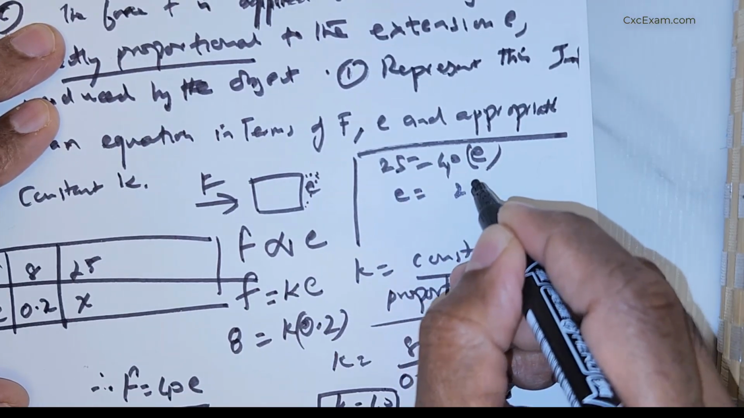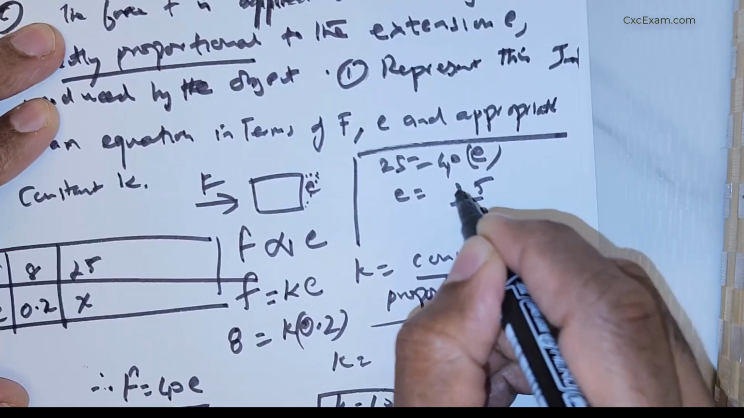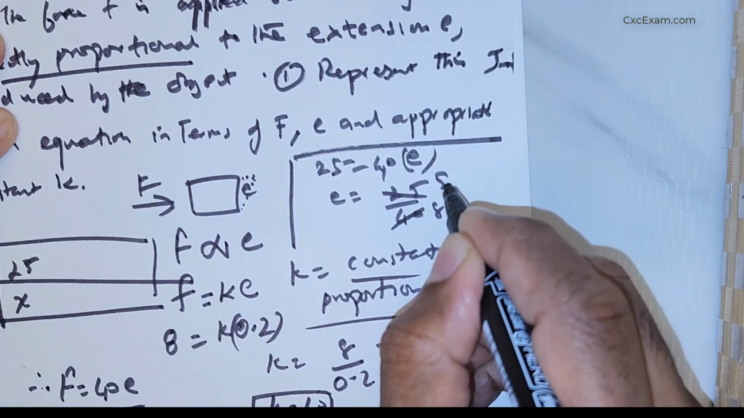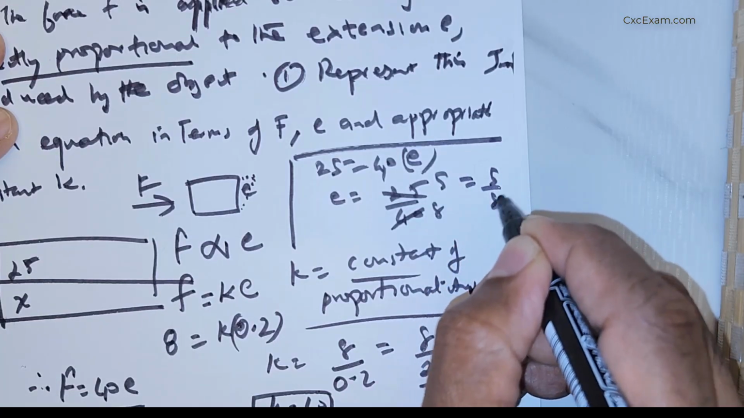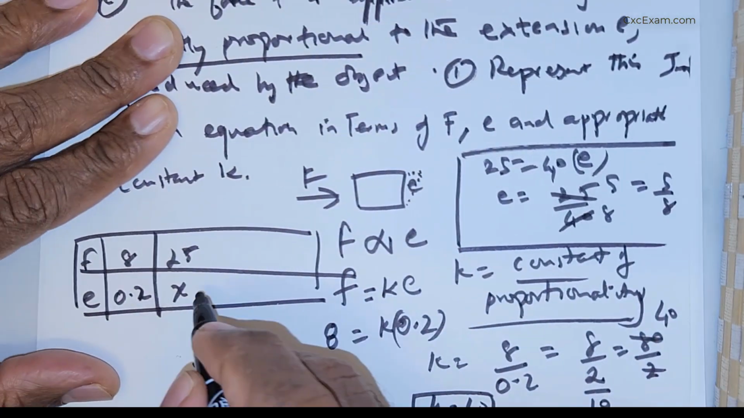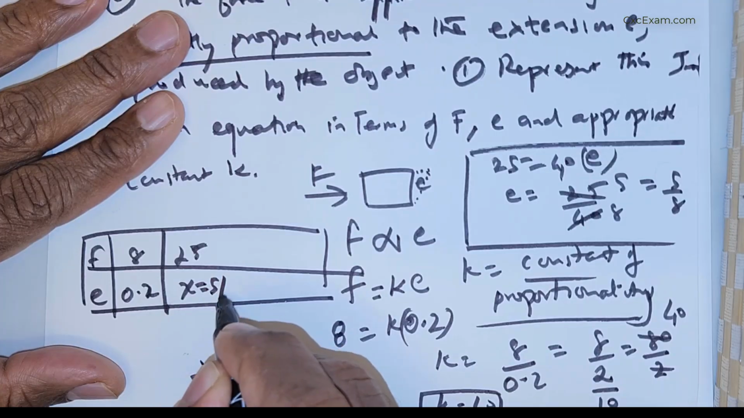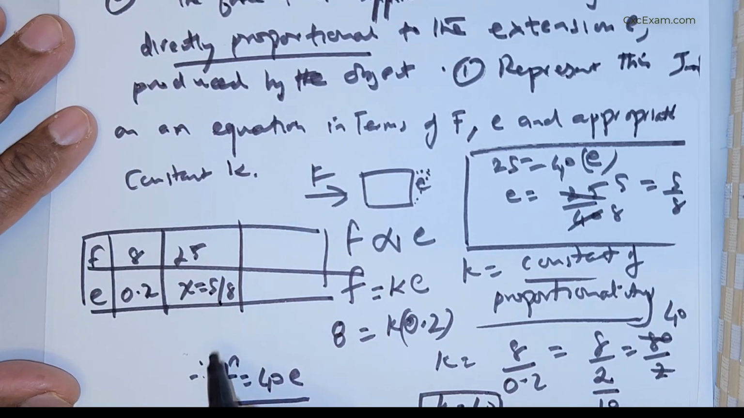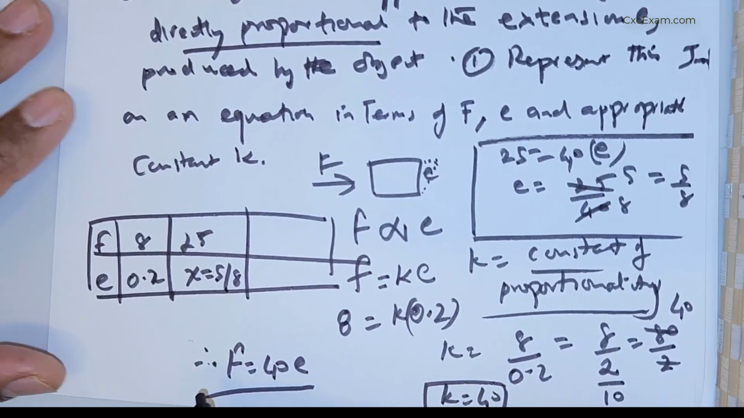So E is going to be 25 divided by 40. So 5 divides here 5 times, 5 divides here 8 times. So this is going to be equal to 5 over 8. So that's the value here. X is equal to 5 divided by 8. You can either use it as 5 divided by 8, or if you want, you will have to reduce it.